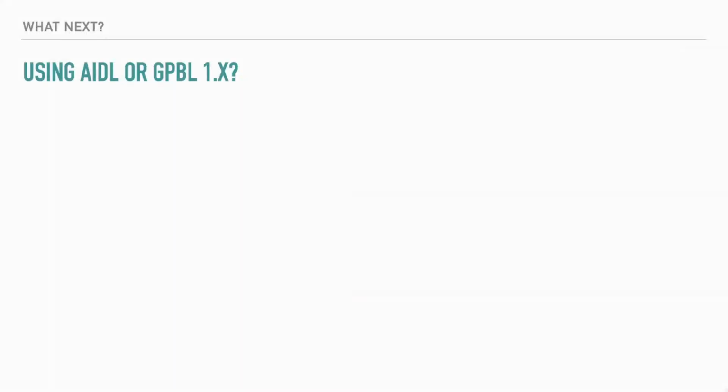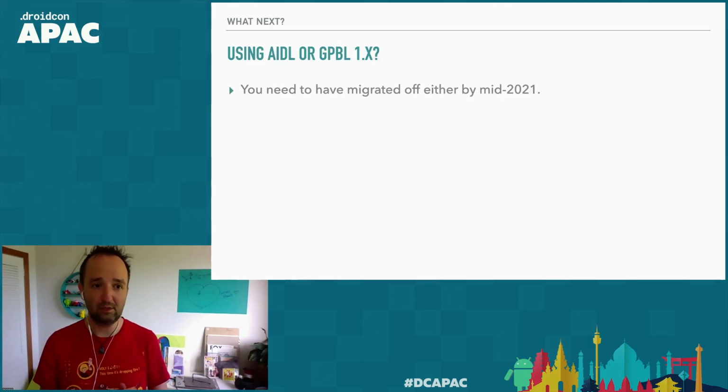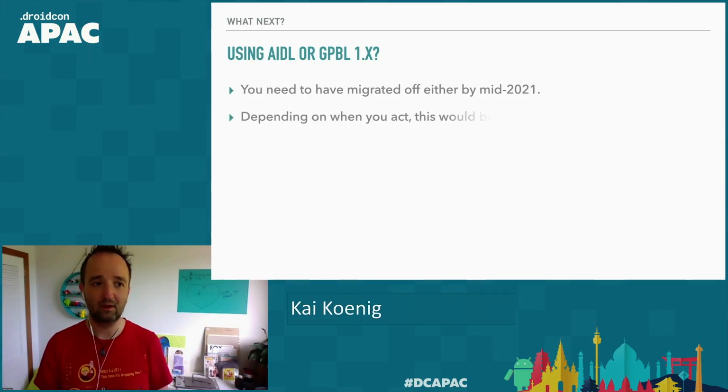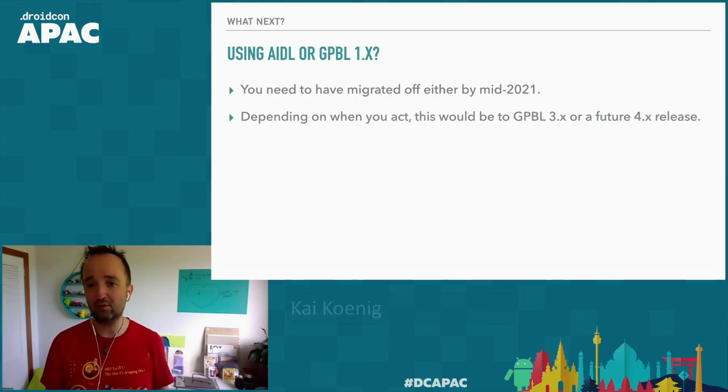So what is next? If you're still using AIDL or Google Billing Library 1.something, at least hopefully you're on 1.2.2, you need to be off that either way by mid-2021, because it will not be supported anymore. So depending on when you start, if you do it now, you might end up implementing Google Play Billing Library 3 or potentially a future 4.something release, depending on when that comes out in 2021.